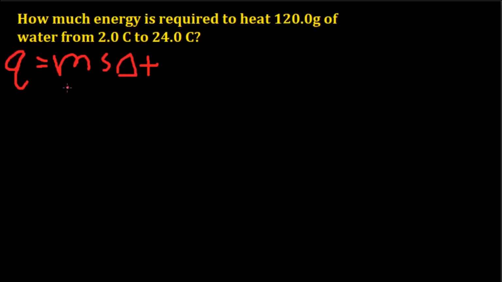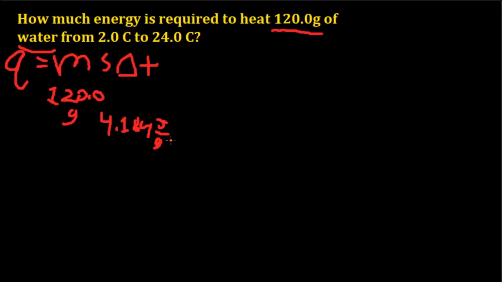So the M value in this problem is the mass, which will be 120.0 grams. The S, the specific heat, will be the specific heat of water, which we were forced to learn by our teacher, 4.184 joules over grams Celsius.